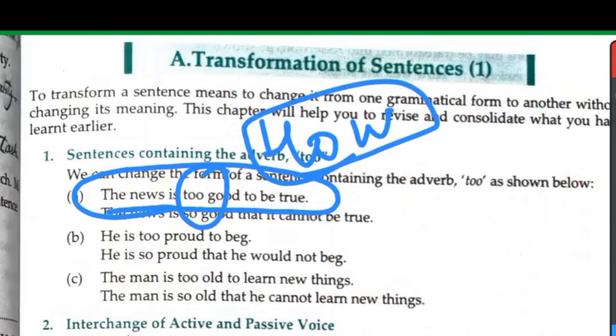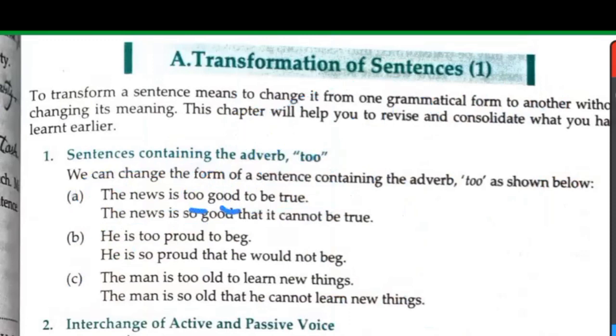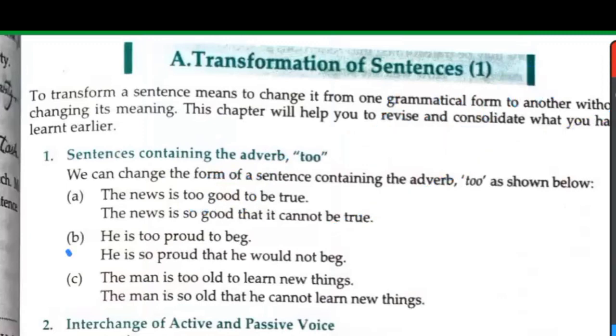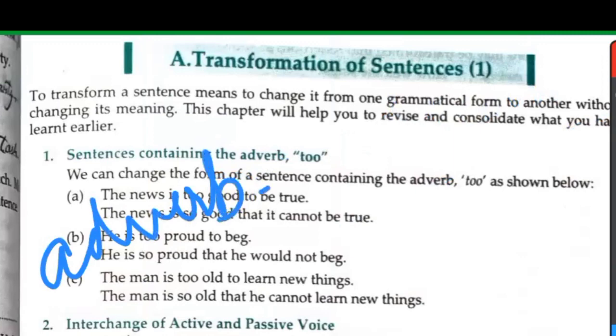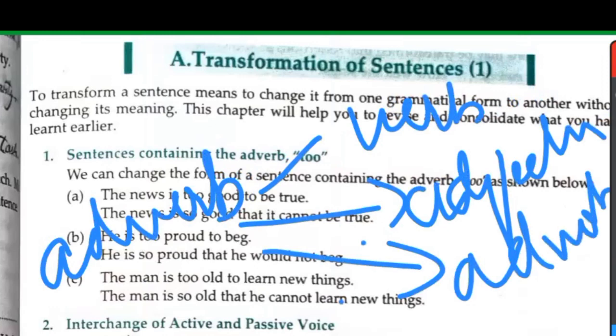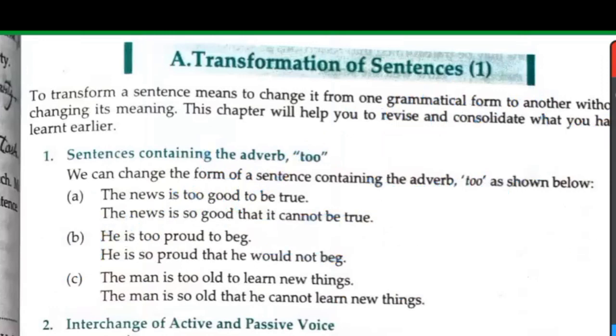Here, too is used before the word good. What is good? Good is an adjective. It adds something to the meaning of the adjective. That is why I told you that an adverb does not add meaning only to the verb, to the action, but also sometimes adds meaning to the adjective. It adds something to the meaning of another adverb, if there is another word which signifies an adverb.